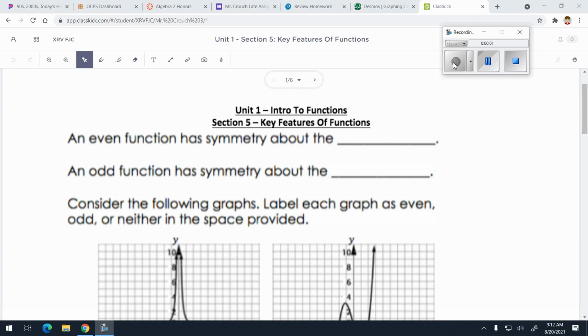All right, an even function has symmetry about the y-axis, and I'll make sure to use the right color. Y-axis. An odd function has symmetry about the origin.